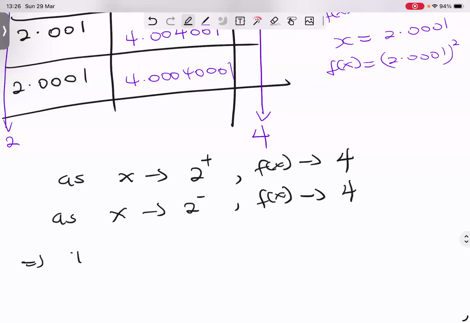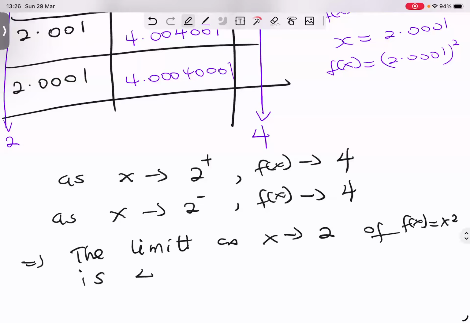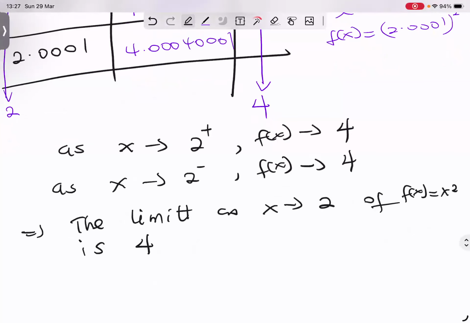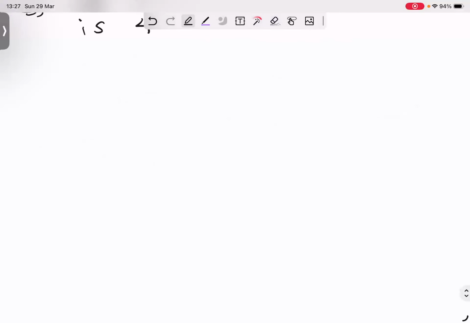Therefore, this implies that the limit as x approaches 2 of f of x, which is equal to x squared, is 4. And this is because the value of f of x from both sides, whether from the negative infinity or the positive infinity direction, is the same value. Let's look at another example. Maybe things will be clearer.